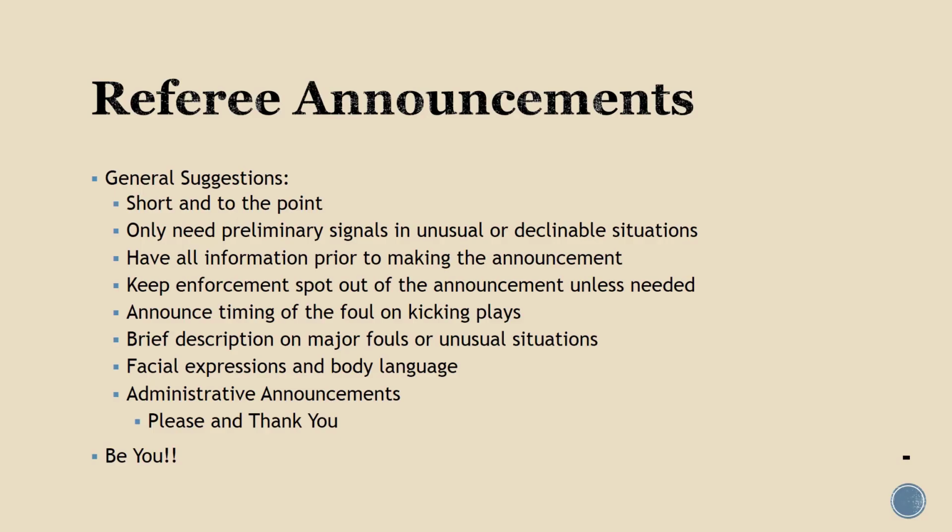Here are some general suggestions to make with your announcements. First of all, be short and to the point. Tell a brief story. Only use preliminary signals in unusual situations or situations where the penalty might be declined. Also, if you need to have a crew discussion, it would be wise to give a preliminary signal so that people understand what the foul is, and then you can discuss the enforcement with your crew before you make your announcement.